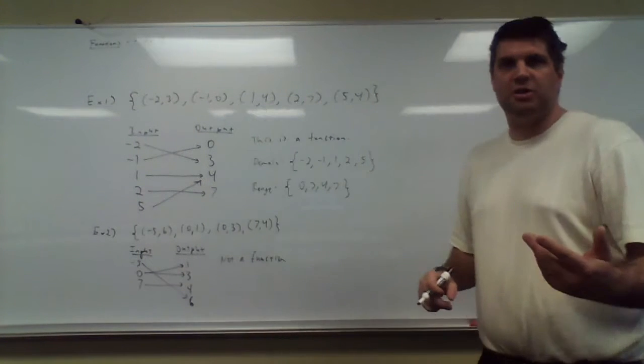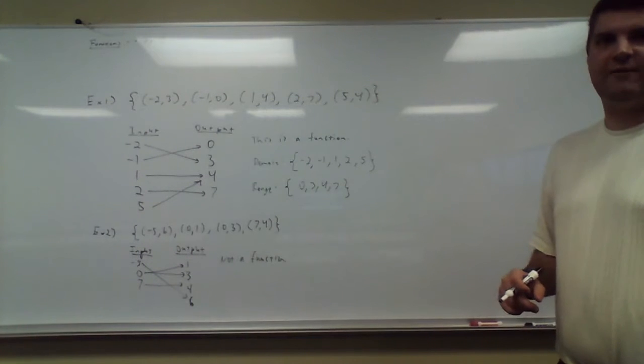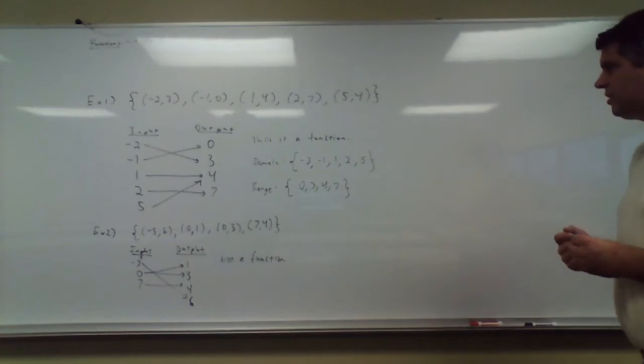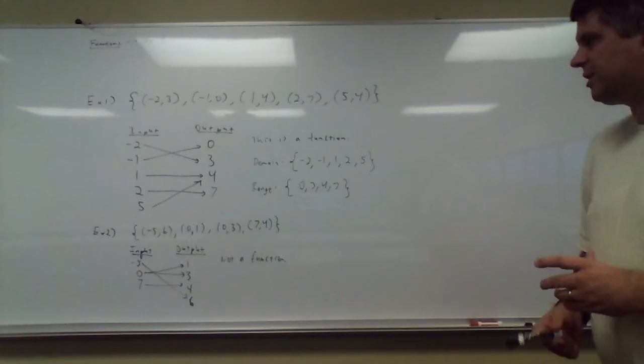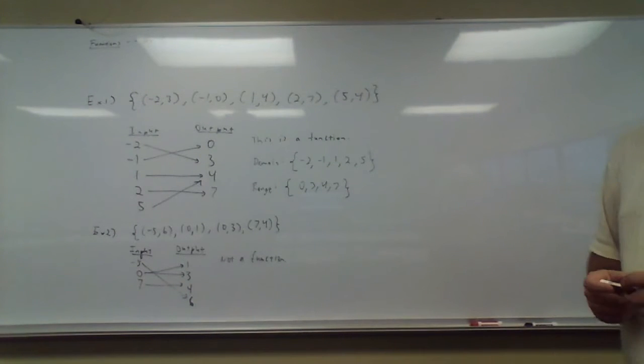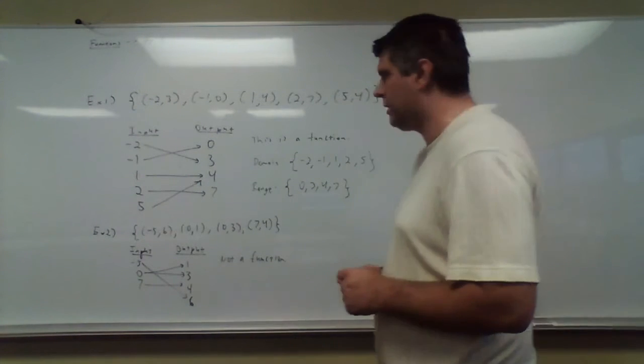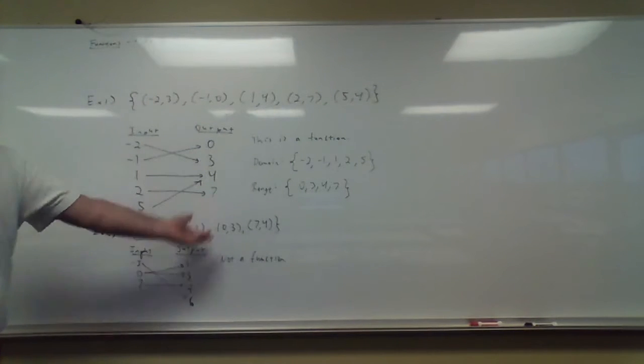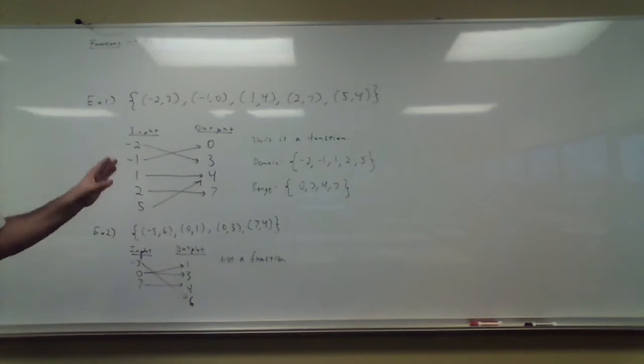Well, it's not a function. So since it's not a function, it doesn't have a domain, it doesn't have a range. That's the reason why I chose the words inputs and outputs. Because just because it's an input doesn't mean it's a domain. Just because it's an output doesn't mean it's a range. It has to be a function.